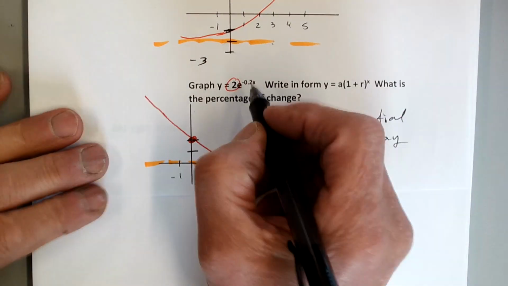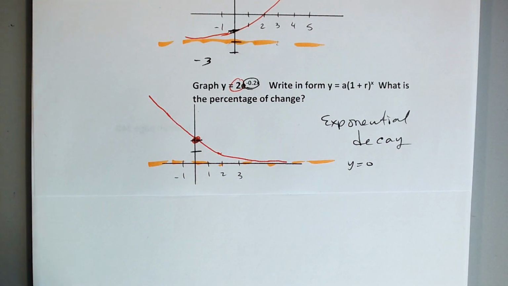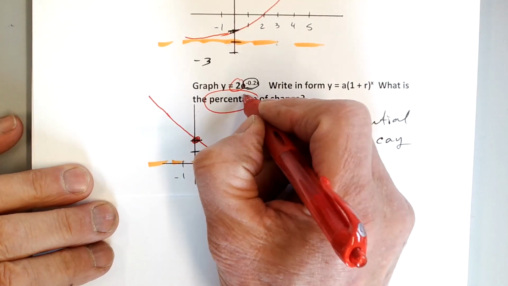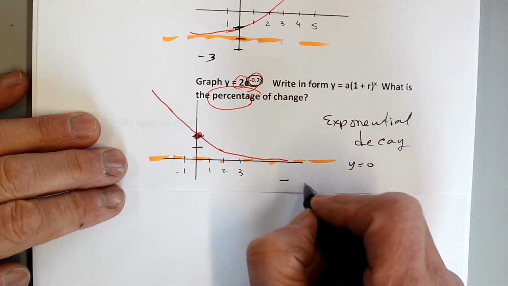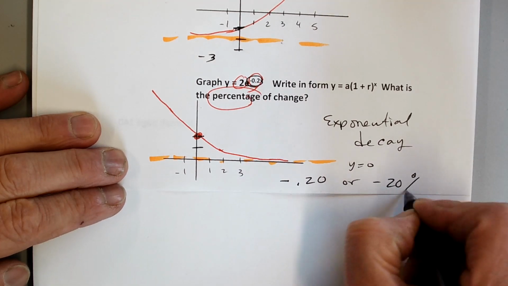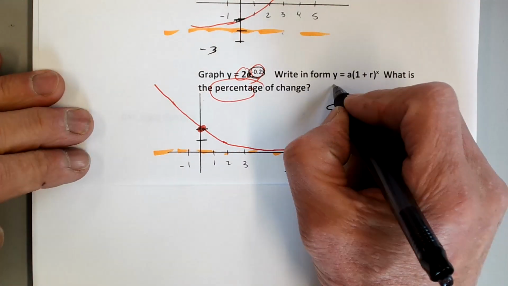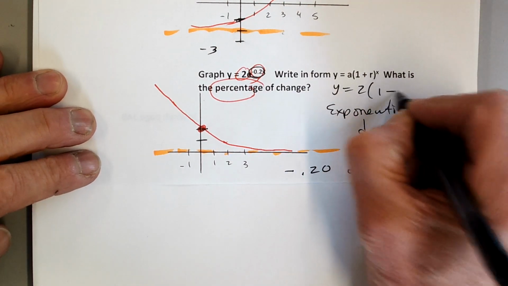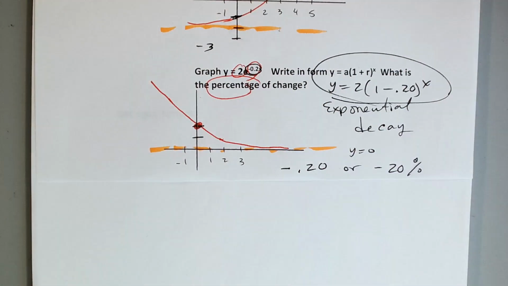What's the percentage of change? We're going down 20%. So in a sense, you can see the percentage of change here. The percentage of change is that number there. So the percentage change is this number, which is -0.20, or it's a -20% as you're losing, okay? So we could rewrite this as y equals 2 times 1 minus 0.20 to the x power, because you're losing 20%. How am I doing, okay?